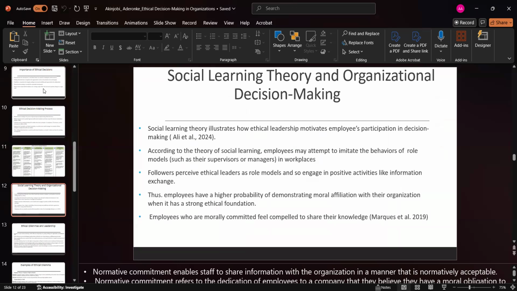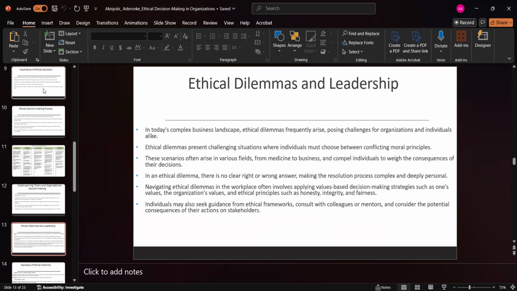There are theories that support organizational decision making or try to explain how organizations make decisions. The social learning theory is one of such theories, and it illustrates how ethical leaders motivate employees' participation in decision making. According to the theory of social learning, employees may attempt to imitate the behavior of role models. So when leaders are ethical, employees tend to follow suit, following the conduct of their leaders. This theory also says that employees have a higher probability of demonstrating moral affiliation with their organization when it has a strong ethical foundation.